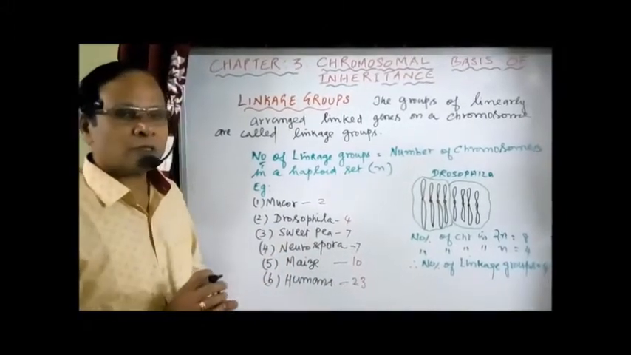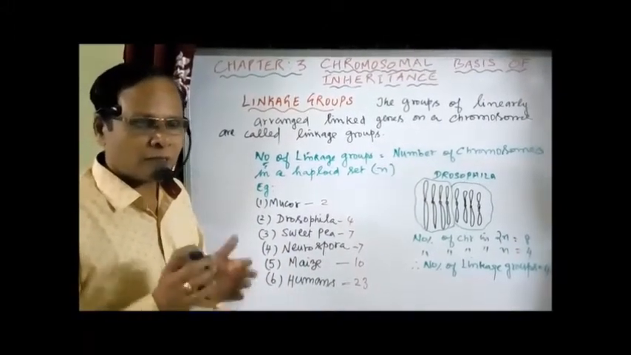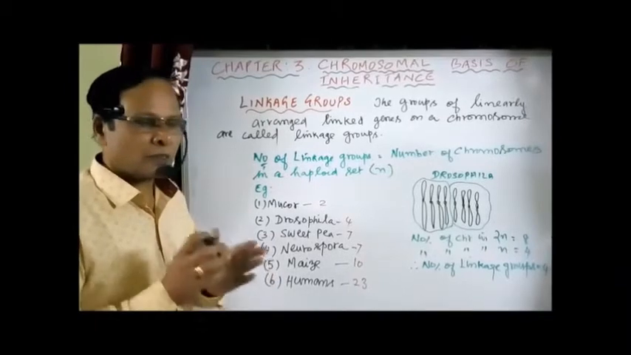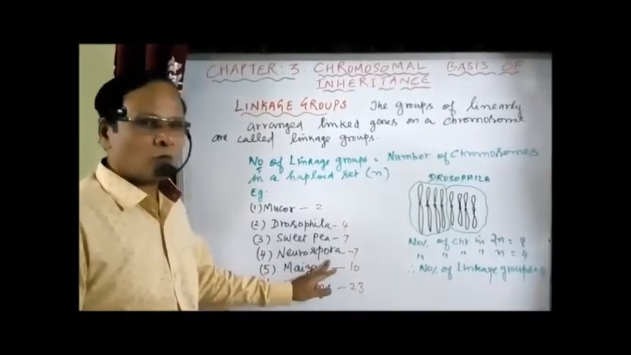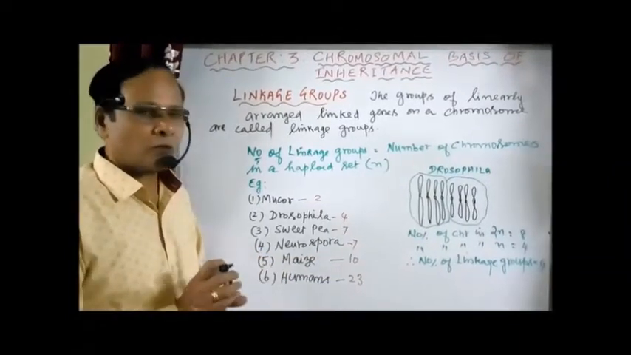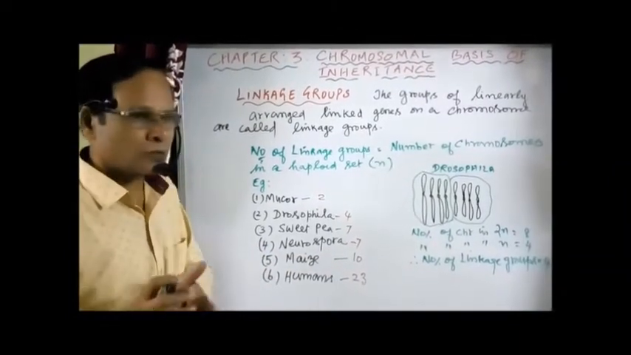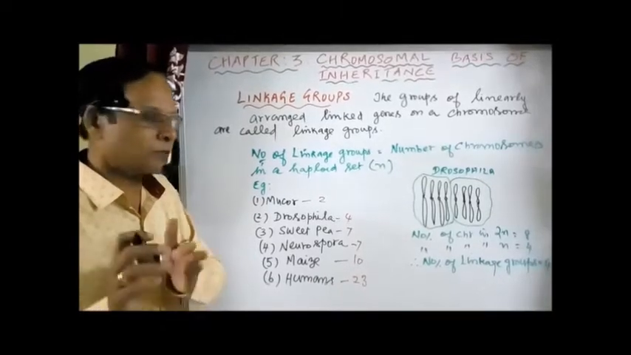Now in sweet pea, there are about 14 chromosomes. In a haploid set, we have 7. So the number of linkage groups is equal to 7. Similar is the case in the red mold Neurospora. Here we also have 7 linkage groups, as the total number of chromosomes in a diploid set is 14.